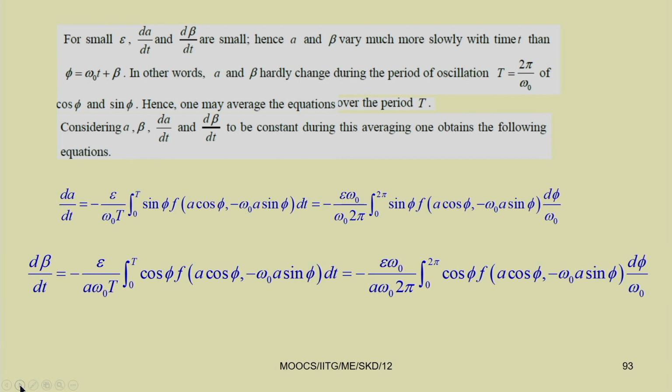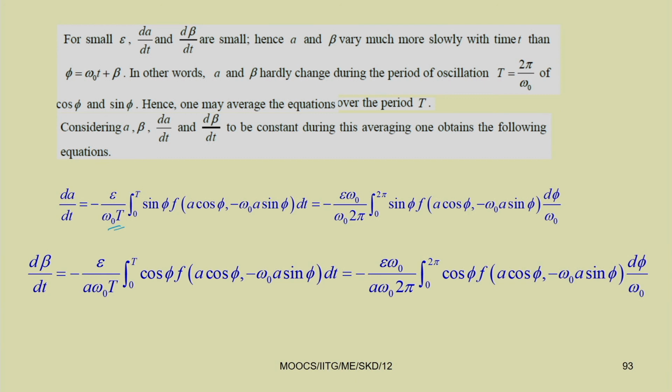Whereas cos phi and sin phi vary within a cycle. So these terms vary very slowly, hence one can average the equation over one time period T, considering a, beta, dA by dt and d beta by dt to be constant during this averaging. So one obtains the following equation. dA by dt, assuming this is constant over a period, we can write as 1 by T integrated over the time period 0 to T.